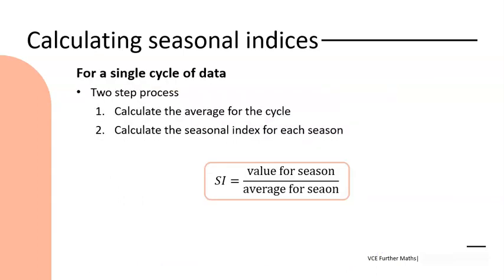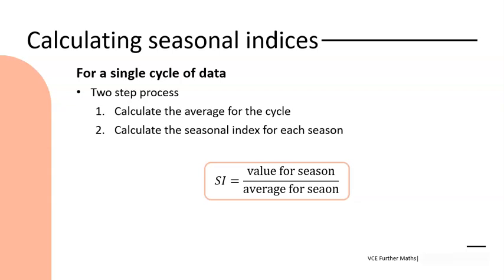Okay, so now we're moving on to calculating seasonal indices. If we've got a single cycle of data, then it is just a two-step process. More often though, we have multiple cycles of data, and we'll look at that process a little later on. So firstly, the two-step process. The first step is always calculating the average for that cycle length. And then in this case, we're going to calculate an index by using this formula here: the original value for the season divided by the average for the season.